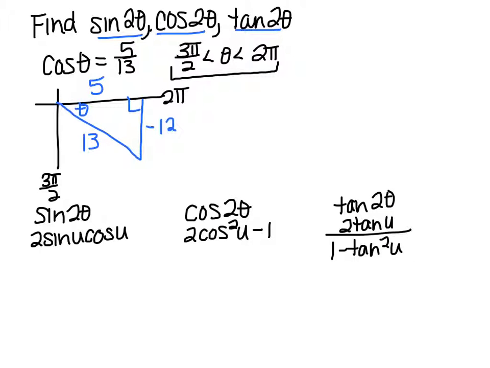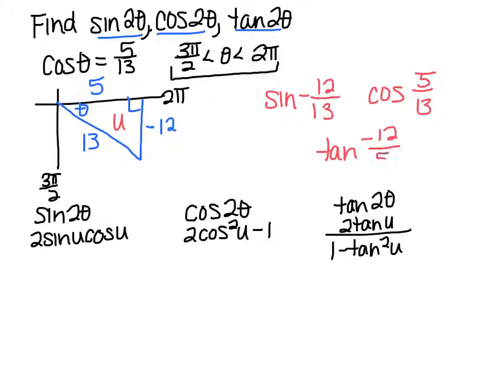Here are the formulas for the three double angles. So let's figure out first, what is the sine, cosine, and tangent? The sine of, we're going to label this theta as u, the sine of u is negative 12 over 13. The cosine is 5 over 13. And the tangent is opposite over adjacent.